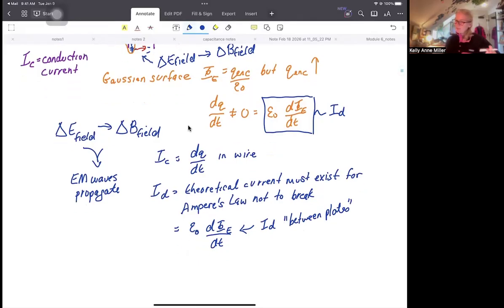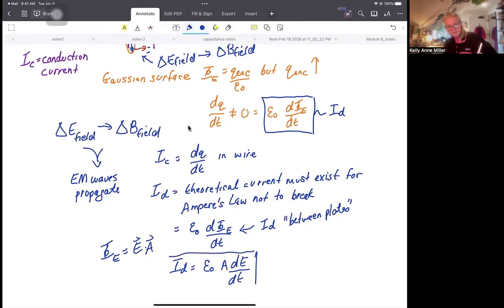Another way to write it: I_D, the displacement current, is epsilon naught times the change in electric flux. Remember what electric flux is. Electric flux is just the dot product between the electric field and the area vector. So assuming those two things are pointing in the same direction, we can rewrite dΦ_E over dt as just A, because that's a constant, times the change in electric field as a function of time. So that's the displacement current.